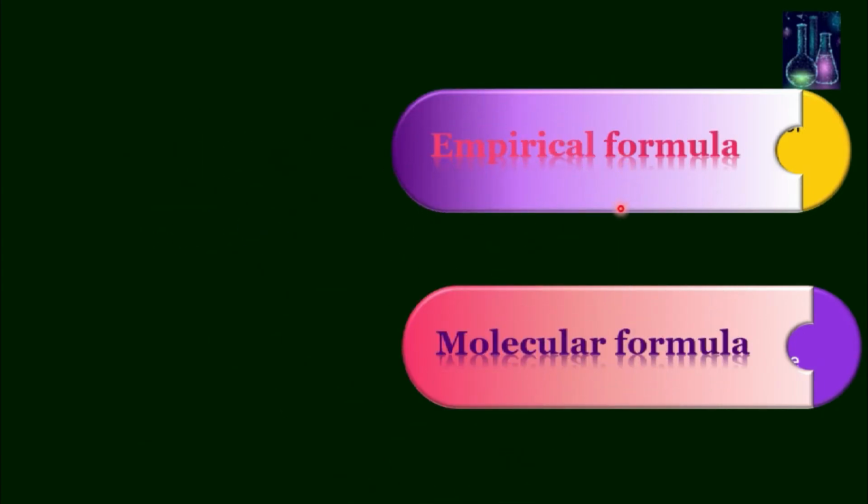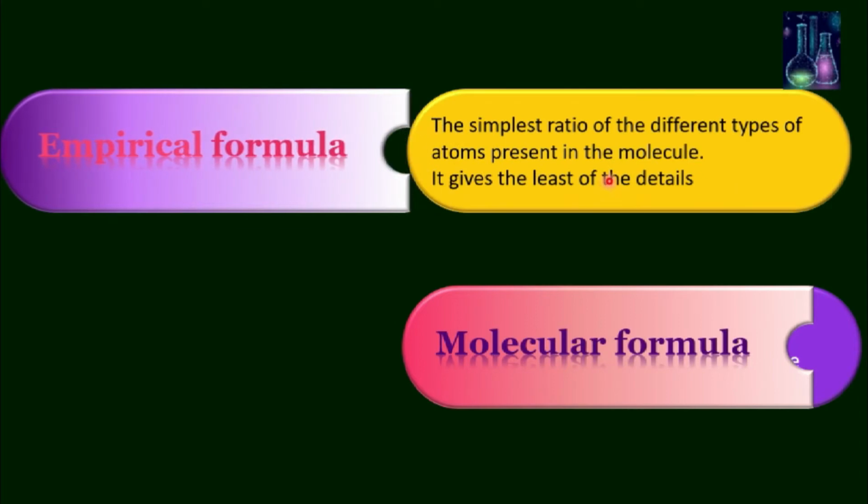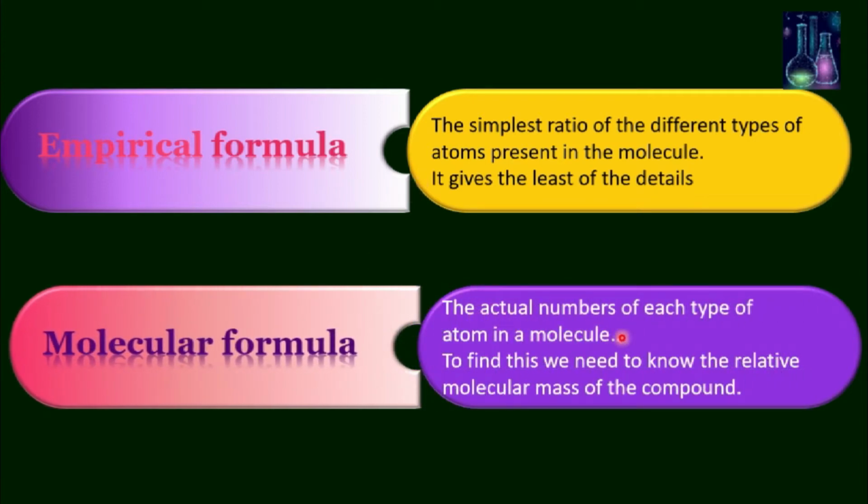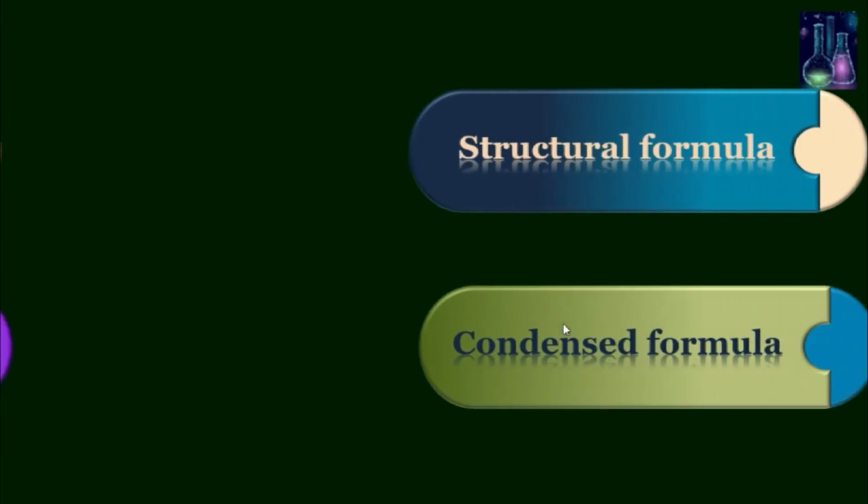First, empirical formula. The simplest ratio of the different types of atom present in the molecule. It gives the least of the details. So that's empirical formula. Molecular formula: the actual number of each type of atom in a molecule. To find this, we need to know the relative molecular mass of the compound, and that is generally obtained by mass spectrometer and all those things. Let's see what are the other ways of expressing the formula.